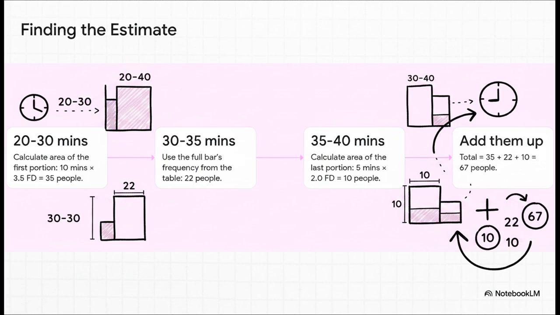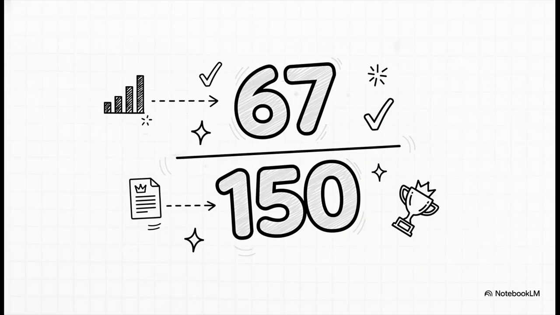Now we just add them all up, 35 plus 22 plus 10. That gives us 67 people. And that's our top number. So the final fraction is 67 over 150. Job done for part B.